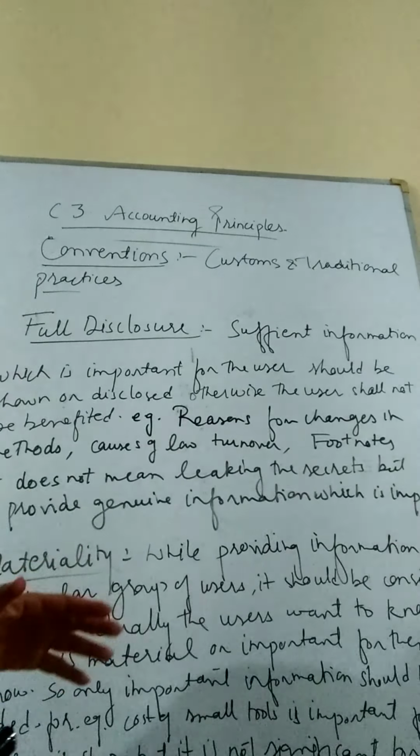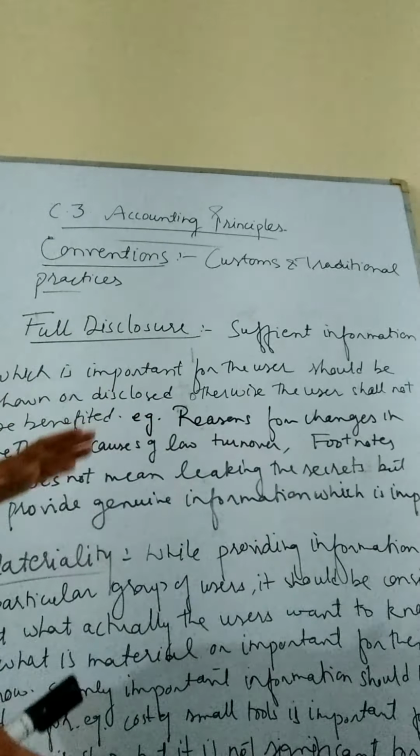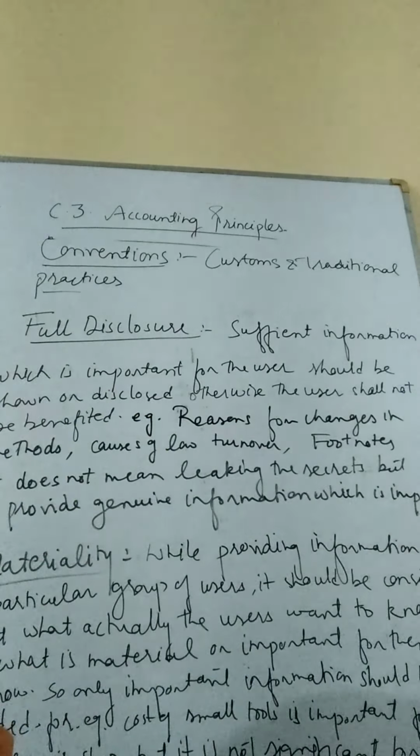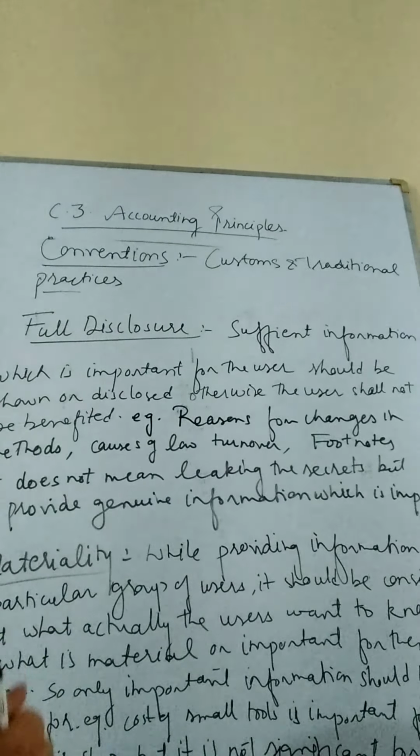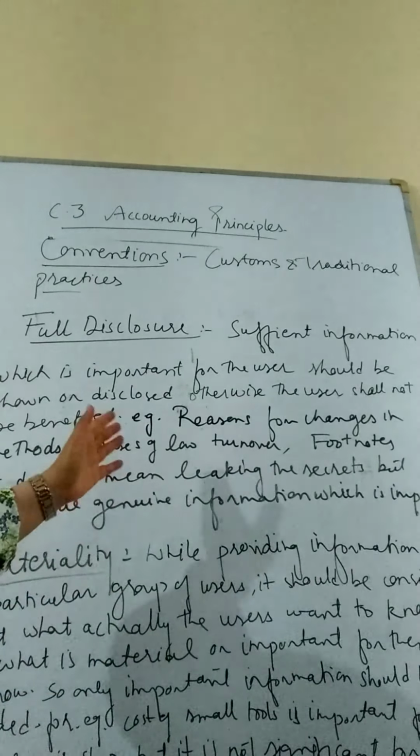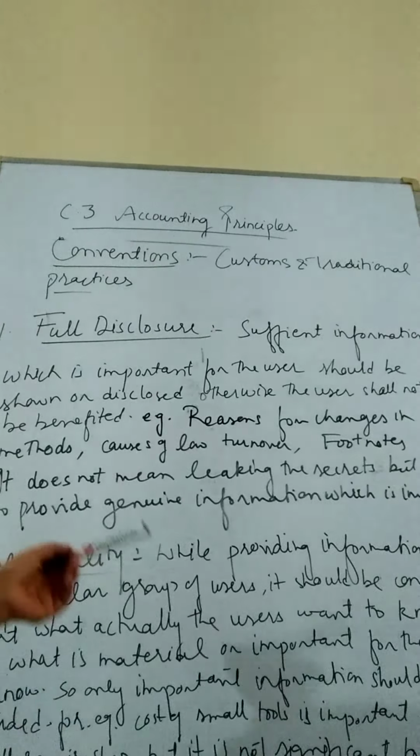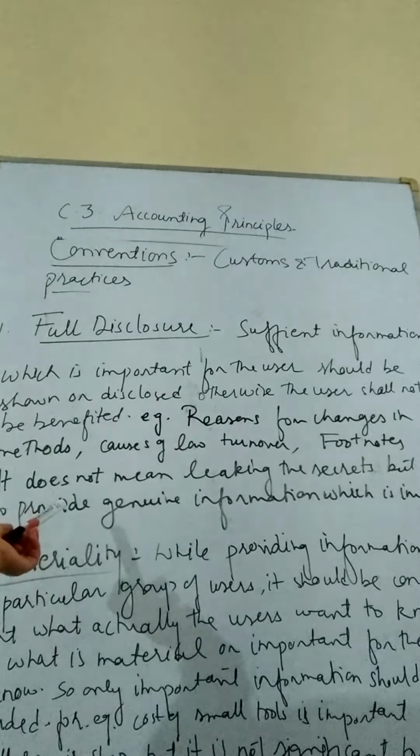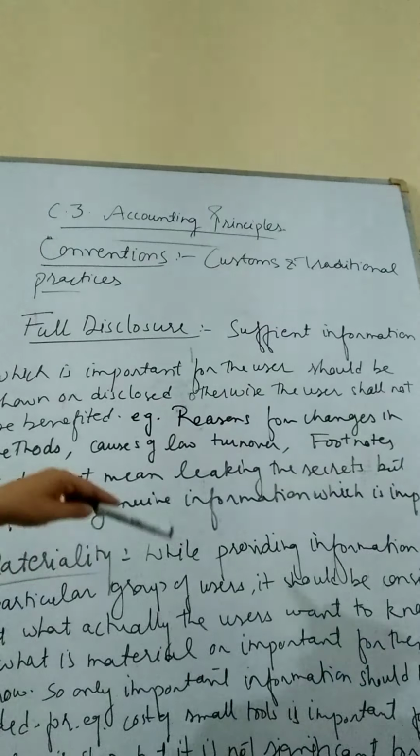Now, why is this principle important? Because if we do not disclose the things, the user will become helpless in taking decisions. Whatever was important for him to understand, if we are not showing it, then what is the use of showing such information? For example, what kind of information shall be shown? The reasons for the changes in a particular method. If we are making changes in a method, then we have to show the reasons why we changed this method. Then the causes of low turnover shall also be shown as a footnote.